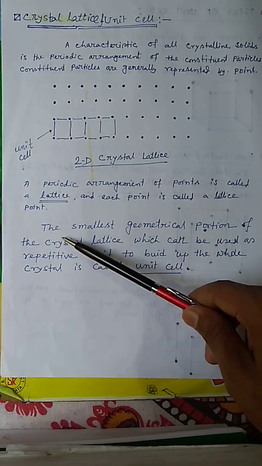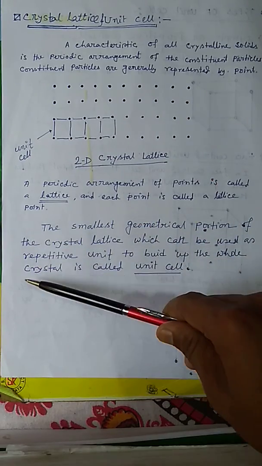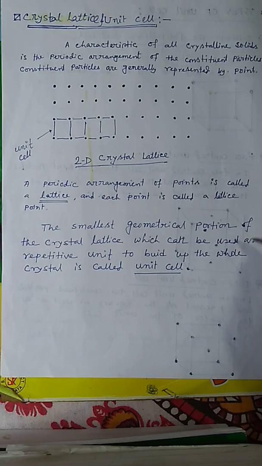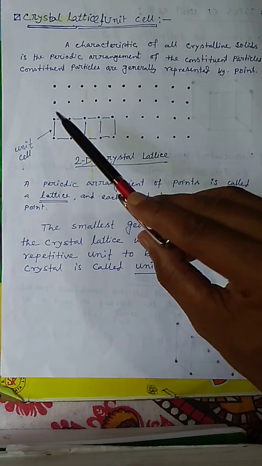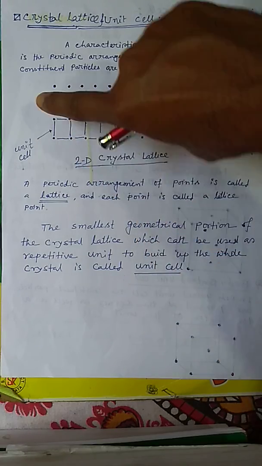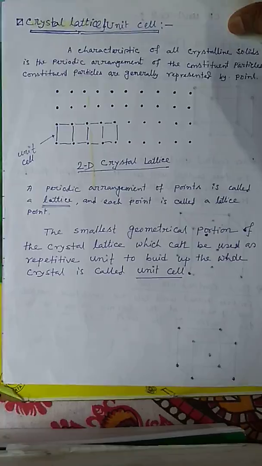So the smallest geometrical portion of the crystal lattice, which can be used as a repetitive unit to build up the whole crystal, is called the unit cell. This one is the unit cell. This is a two-dimensional crystal lattice. Now, types of unit cell.